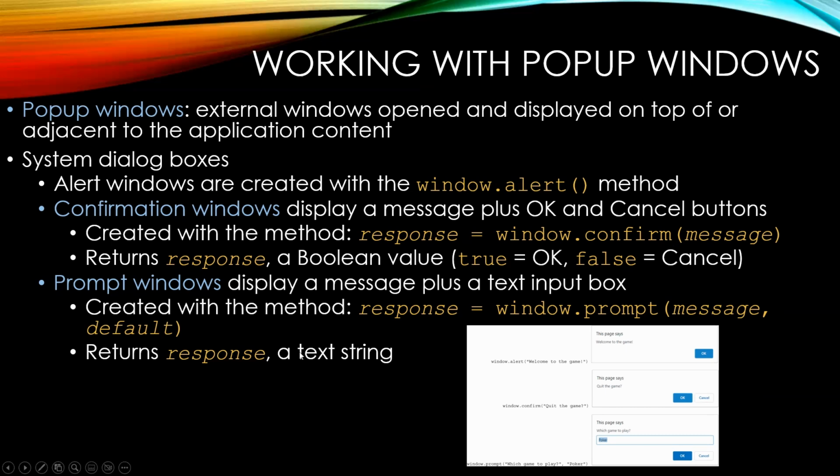Finally, a specific type of pop-up window is a prompt window, and that is actually going to be a window with some sort of text input waiting on the user with OK and cancel buttons. We create that by using a window.prompt with the message and the default, and it's going to return the text string. So here are our examples, a window.alert.